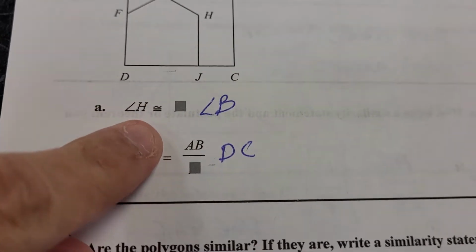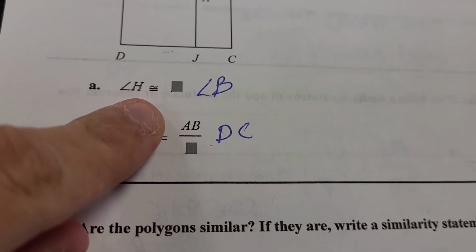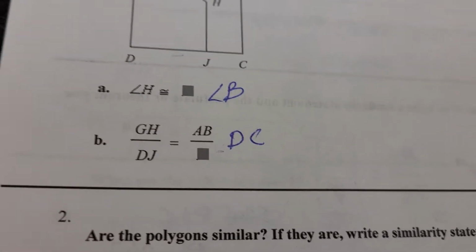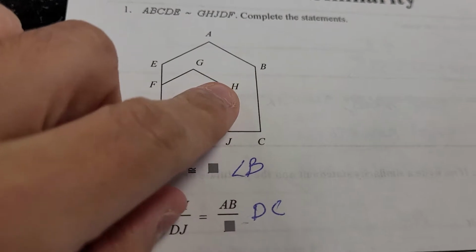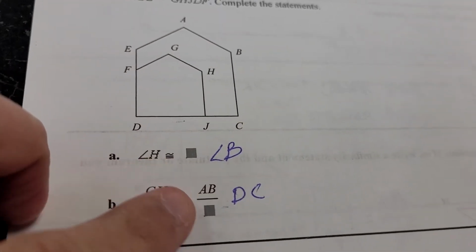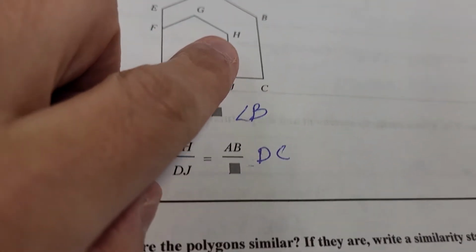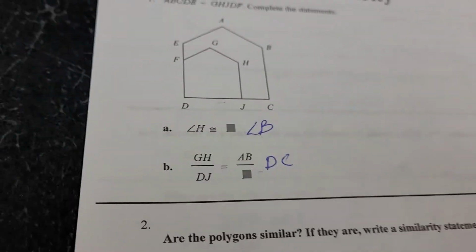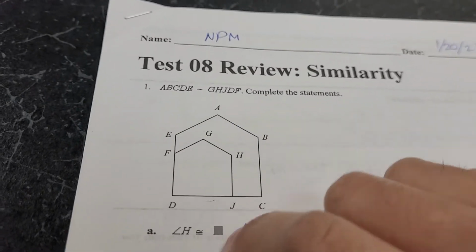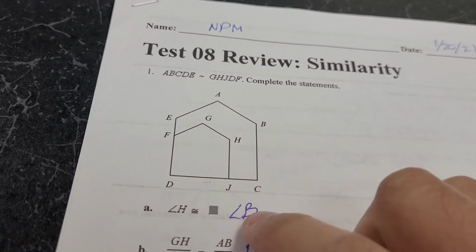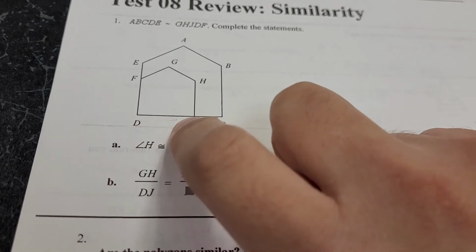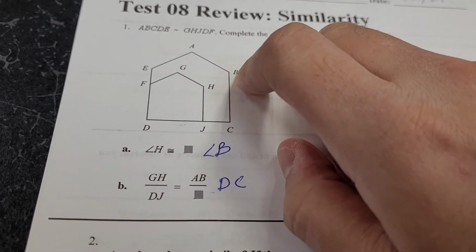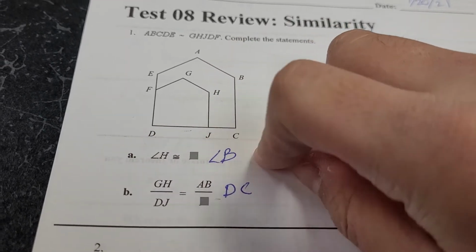Remember this right there? That means similar. That means congruent. You know, where you have that squiggle on top of equal sign, that means congruent. So what's going to be congruent to angle H, and that's going to be angle B right there. So that's going to be angle B because you can see they're going to be the same angle. Okay, and then over here you're saying GH. Well, where's GH? GH is this one right here, divided by DJ, which is right here. So what is that going to be equal to? Well, if you have AB over here, the one that's equivalent to that is going to be DC.